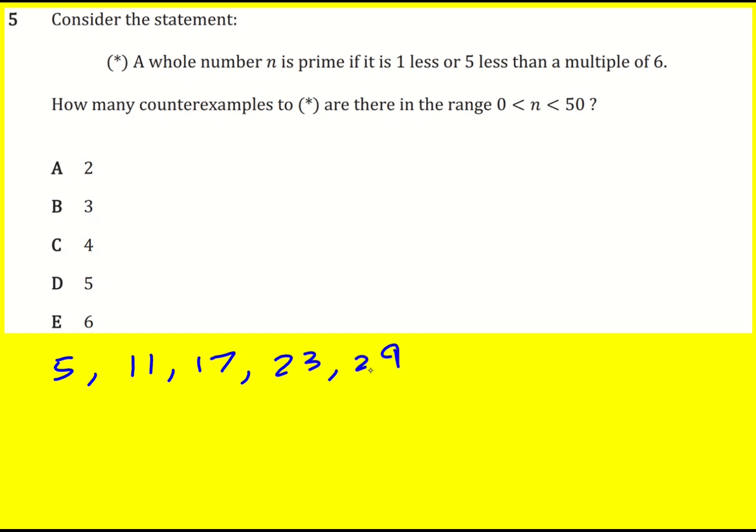I mean, you can just check. If I add on 1, then I'll get 30. That's a multiple of 6. Then it would be 35, 41, 47, and the next one would go above 50. Okay, so that is all the ones that are 1 less.